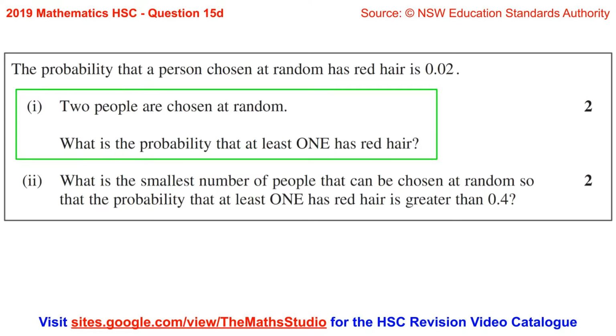Question 15d. The probability that a person chosen at random has red hair is 0.02. Part 1. Two people are chosen at random. What is the probability that at least one has red hair?